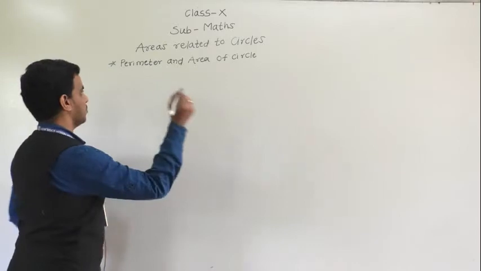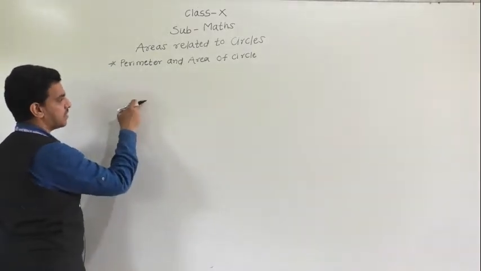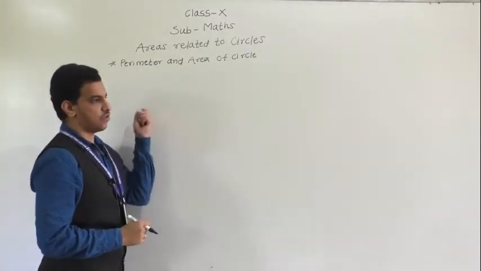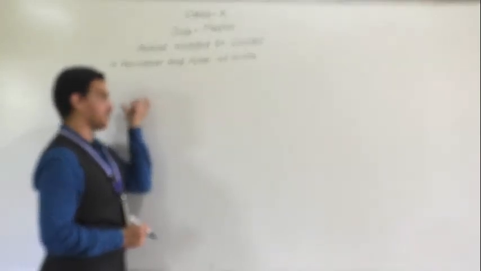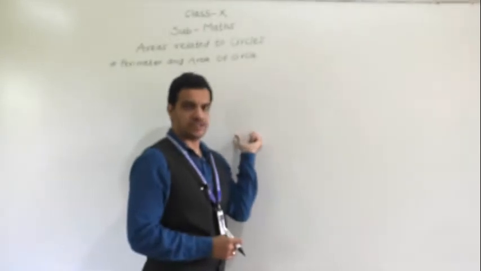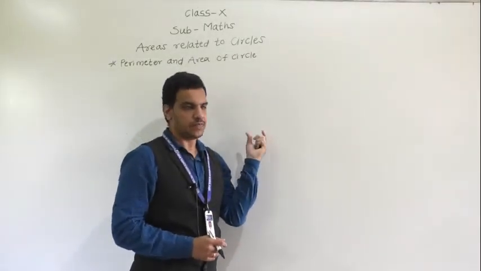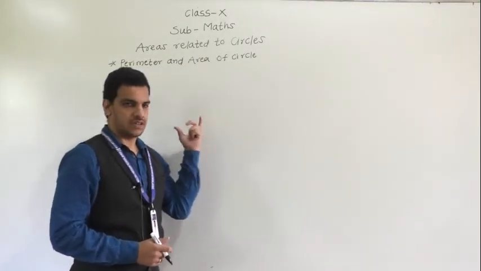We know that a circle is a collection of all points at a fixed distance from a fixed point. That fixed point is called the center of the circle and the fixed distance is called the radius of the circle.